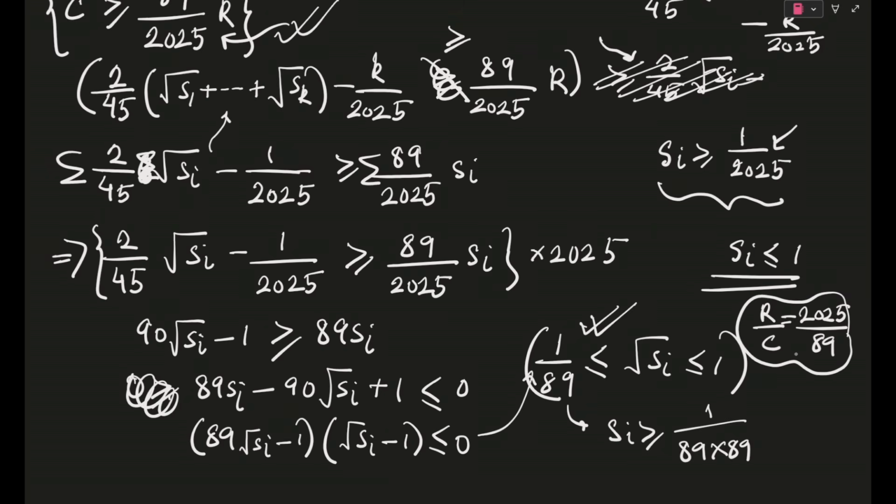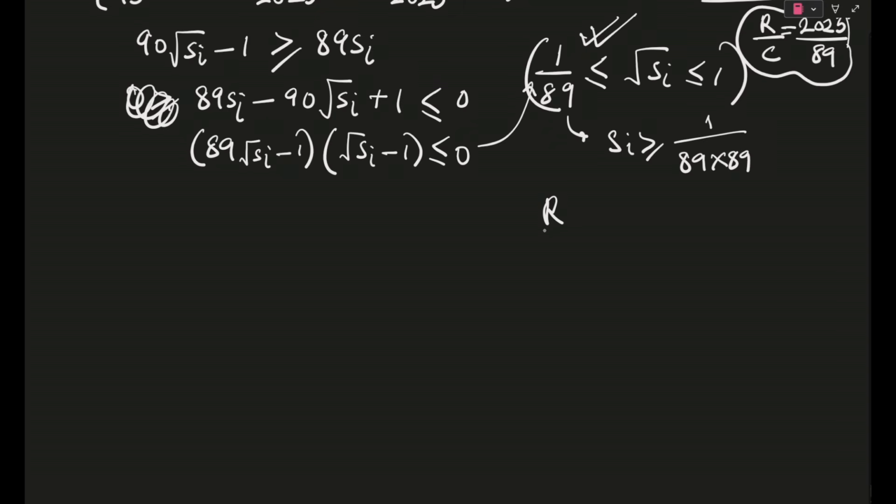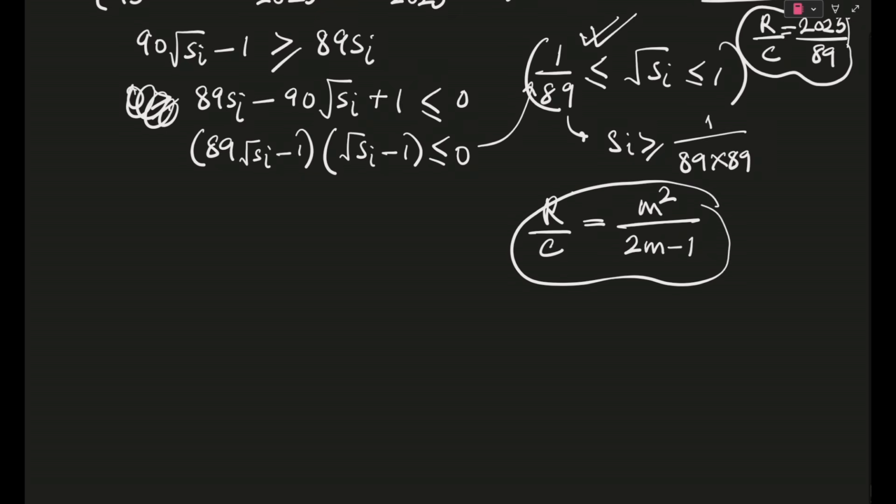And guys, if in any case they would have not given us any value, 2025 or something like that, if they could have asked us also the general value of this, then for the general value, I have also calculated in terms of a variable. It will be m square by 2m minus 1. You can put the value and calculate, it will come to be exactly the same. Okay, so this is the general answer for this question.